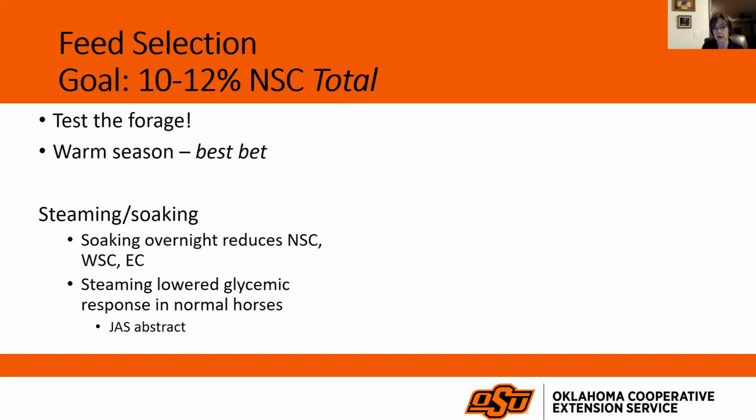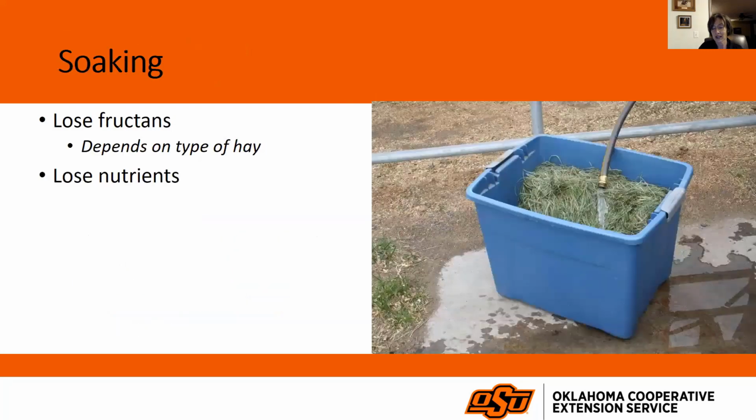So some people will utilize steaming or soaking the hay. And we do know that soaking it can help reduce non-structural carbohydrates and water-soluble carbohydrates. But there's quite a bit of variability in how much that actually affects the plant. So there's some interesting data that might get this to be a little bit confusing as to what's the best practices.